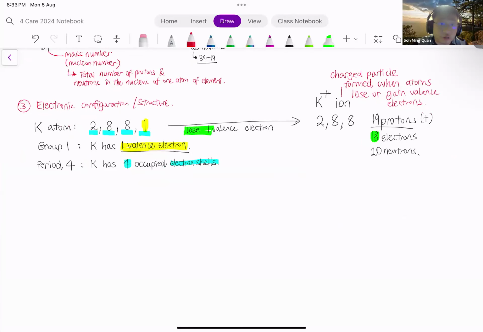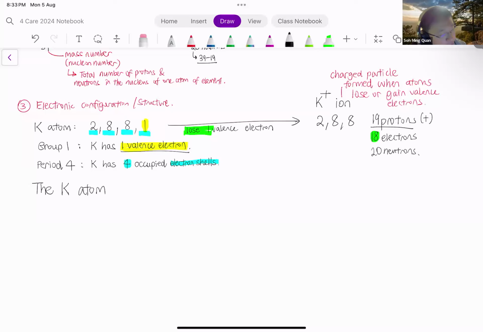Now, this one should be straightforward. I'm sure you know by now it forms K+. However, for O-level combined science, very often you are asked to describe this process. So how would you describe this process in words to explain how potassium forms the ion? So this is how you can describe.